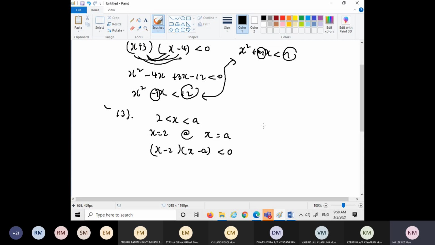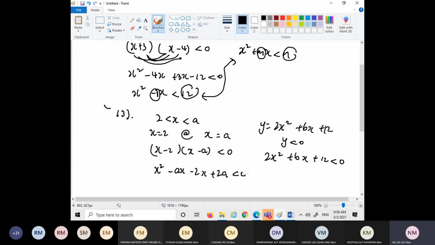The question says that y is equal to 2x squared plus bx plus 12, and y is smaller than 0. Therefore, 2x squared plus bx plus 12 is smaller than 0. This is the inequality. Then how? If I expand this, what will happen? x squared minus ax minus 2x plus 2a is smaller than 0. The a cannot add with the 2, so you have to write it this way: x squared plus (negative a, negative 2) x plus 2a, smaller than 0.